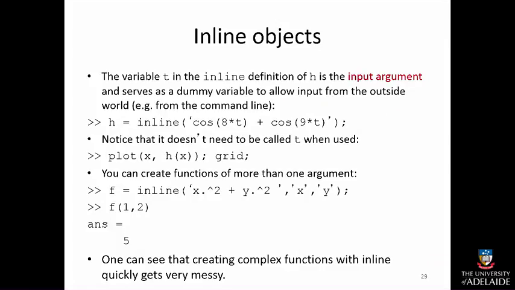Let's leave that one. Okay. So the variable t in the inline definition of h is the input argument and serves as a dummy variable to allow input from the outside world. And it does not have to be called t when used. It's just like the functions, if you have those dummy variables. And you can also create functions of more than one argument. For instance, in this one, x and y are your arguments here.